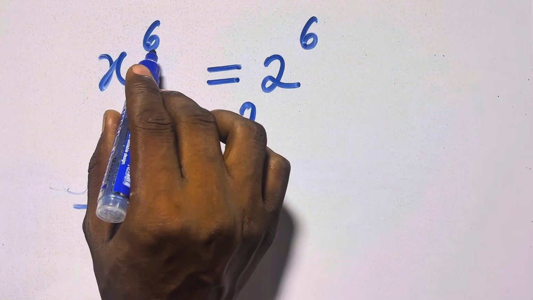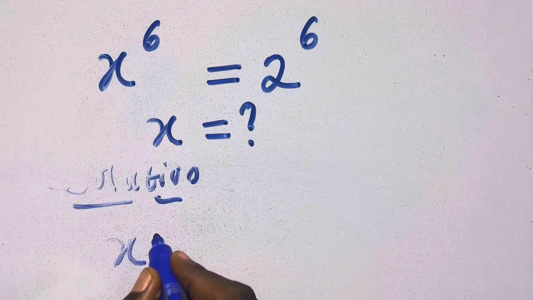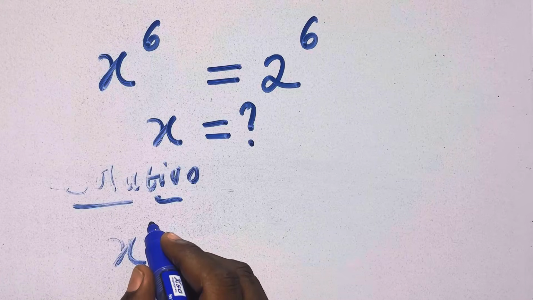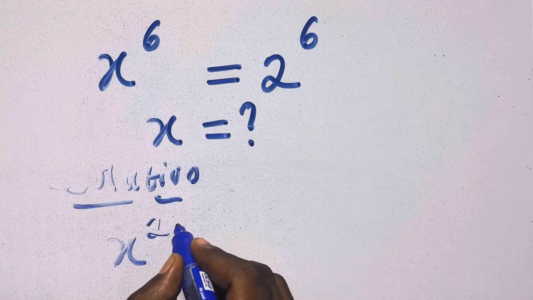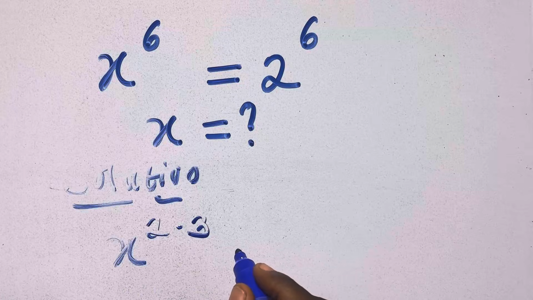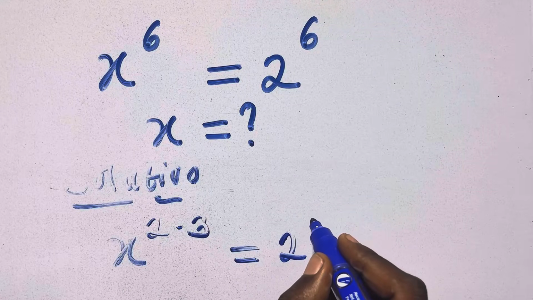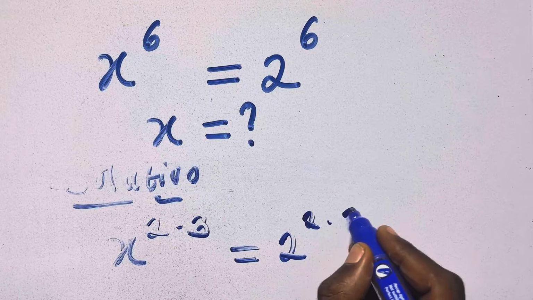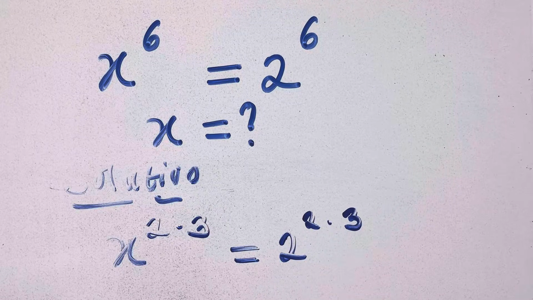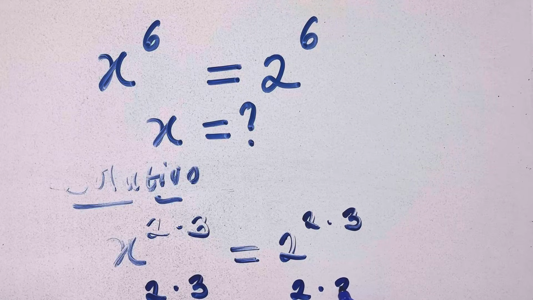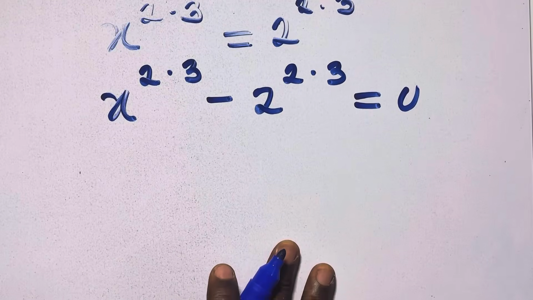We can just express it as the product of 2 and 3, so that we have x raised to the power 2 multiplied by 3, equals, for this also, 2 raised to the power 2 multiplied by 3. Alright, so here now we can transfer this to the other side. So we have x raised to the power 2 multiplied by 3 minus 2 raised to the power 2 multiplied by 3, and equate everything to be 0.